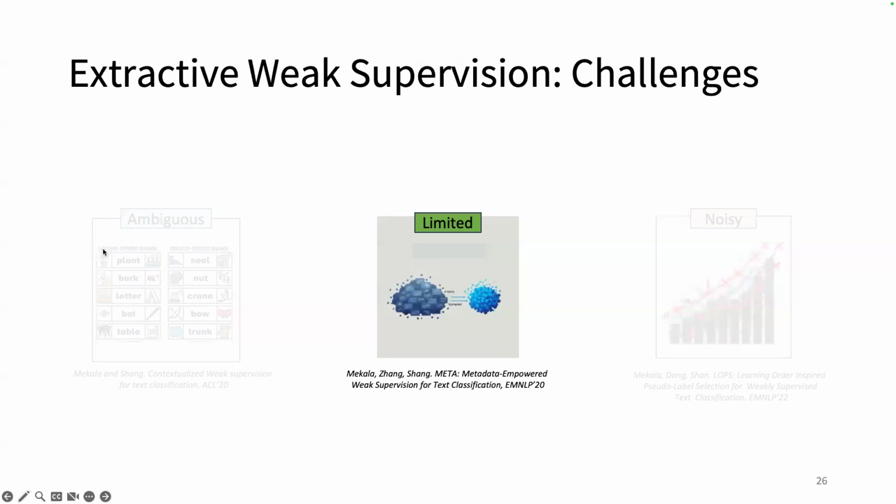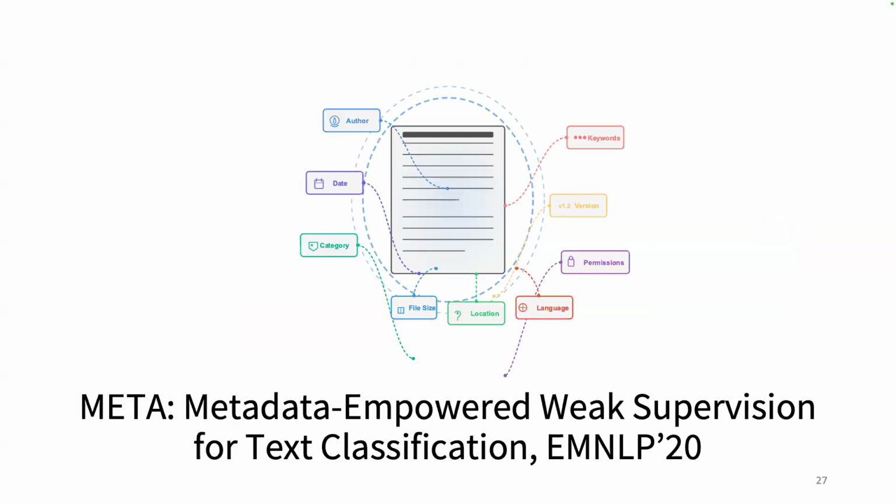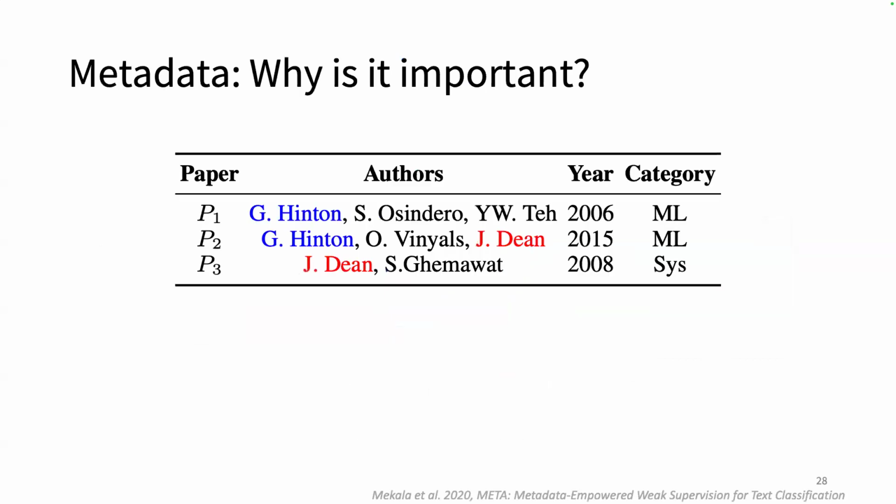Cool. Let's move to the next point, which is that weak supervision is limited in quantity. For this, we try to incorporate metadata as a source of weak supervision signal. My next paper is metadata-empowered weak supervision for text classification. In this paper, I focus on metadata, for example if you consider a research article classification task. Metadata information like authors, year, and category is widely present, but we completely ignore it.